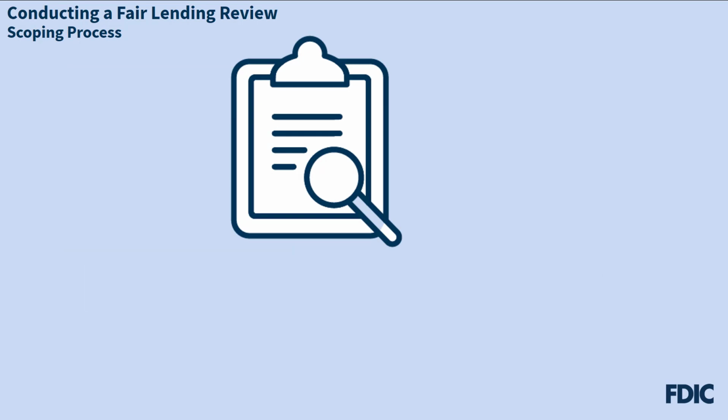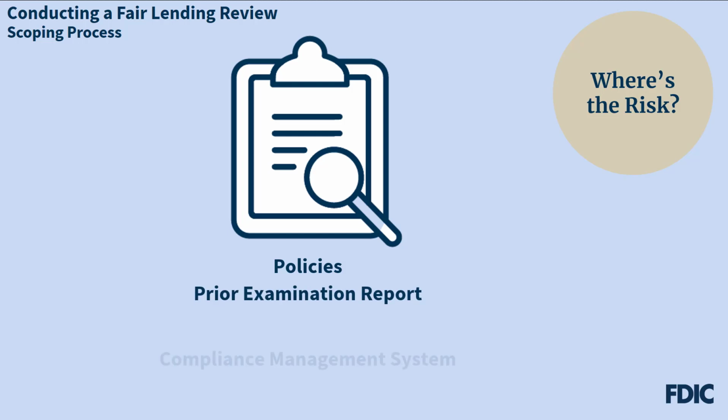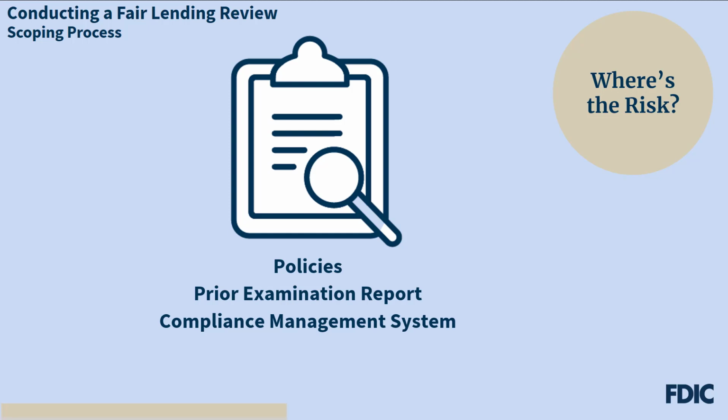Examiners begin the fair lending review through the scoping process, which helps direct the focus to those areas that are perceived as having the greatest risk based on the bank's specific profile. Examiners begin the scoping process by reviewing the bank's written lending policies, information since the previous examination, including reports and correspondence, and details about the bank's compliance management system, or what we'll refer to as CMS, as it relates to fair lending. The scoping process will also include a discussion with management regarding the bank's lending operations.